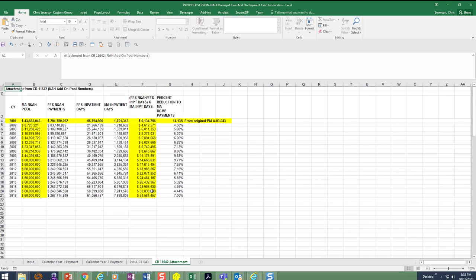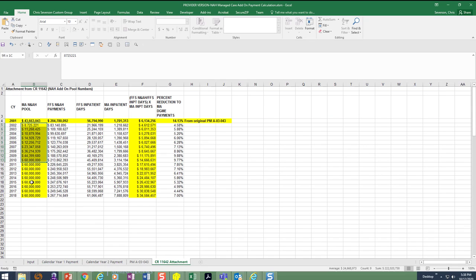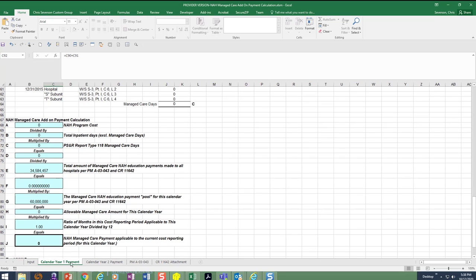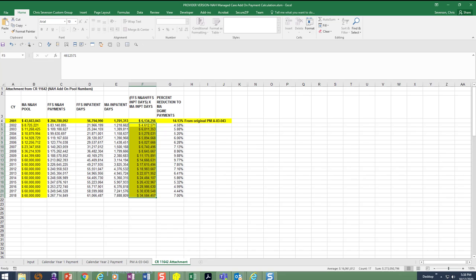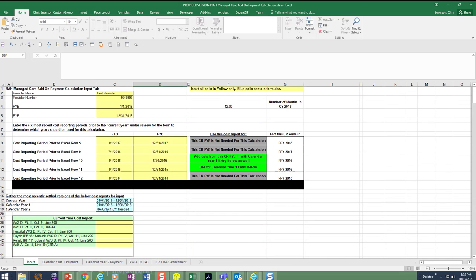Again, we added the highlights, and we also pulled in the 2001, the original amounts from the original Change Request. But these are the factors that are being used in this form. By the way, these calendar year tabs pull in the proper factor based on what calendar year you're dealing with. So they pull it from this tab right here, again, based on whichever calendar year you're in. So now let's go back to the PowerPoint and finish that out.